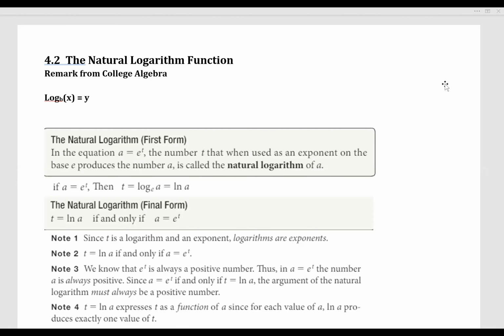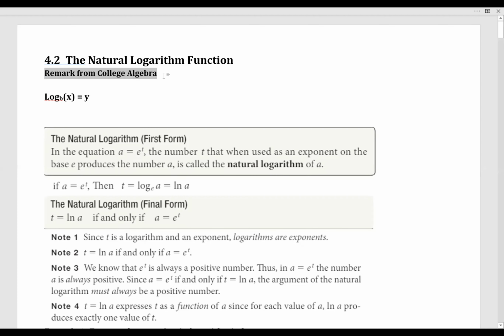Okay, everyone. Today I'm going to talk about session 4.2, Math 180, calculus business. In this session, we're going to talk about the natural logarithm function. Before we get into this session, I would like to remind you of some information from college algebra.